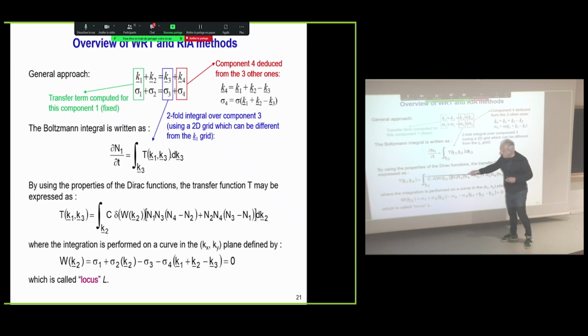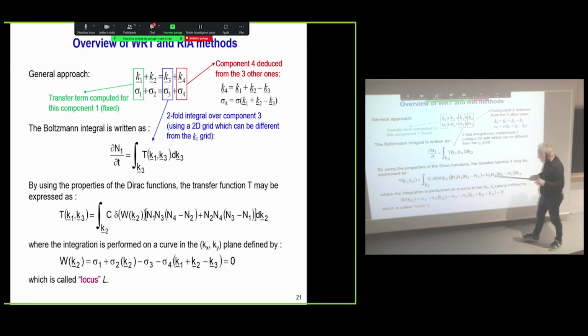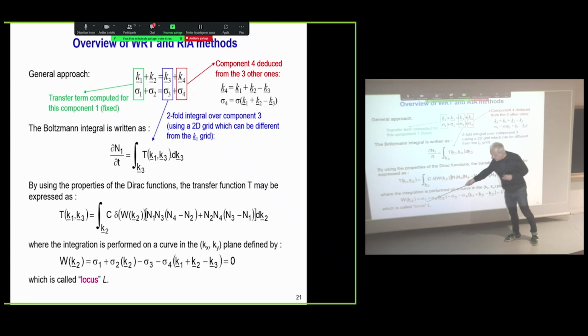It's the integral over wave number K2 of the coupling coefficient, it should be G here, sorry, times the delta function on the frequencies, which I call W here. It's simply sigma 1 plus sigma 2, sorry, minus sigma 3 minus sigma 4, which is now a function of the 3 other wave number vectors. And so we have to integrate this over a twofold integral over wave number vector K2. But we will benefit from this delta function to reduce the twofold integral to a one-fold integral. And this is done by integrating over a curve which is called a locus.